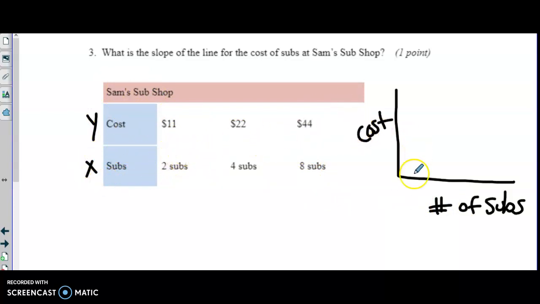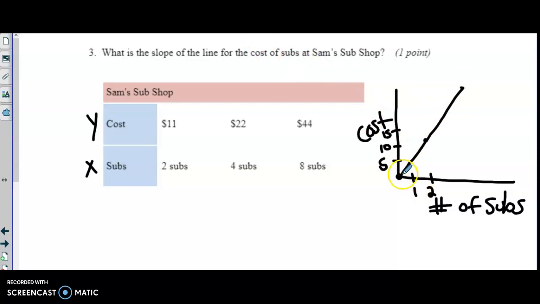If we wanted to find the slope of this line, you don't have to graph it. But I wanted to show you what it looked like to graph. If you bought 0 subs, it would cost $0. If you bought 2 subs, let me go out here to 2 subs, 1, 2, it would cost $11. I don't know exactly how we want to do this. Let's do 5. Let's do it like the last graph. 5, 10, 15. So 2 subs would be right here above 10 at $11. So that's what our line's going to look like.